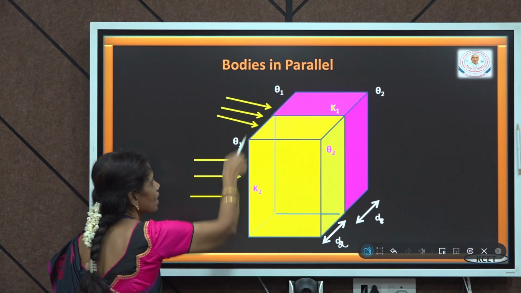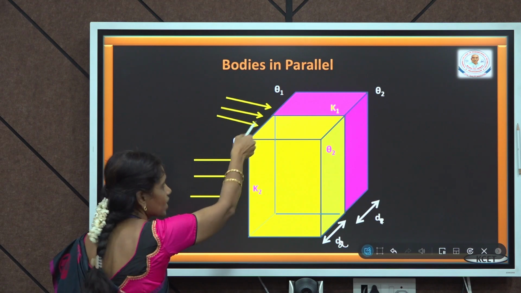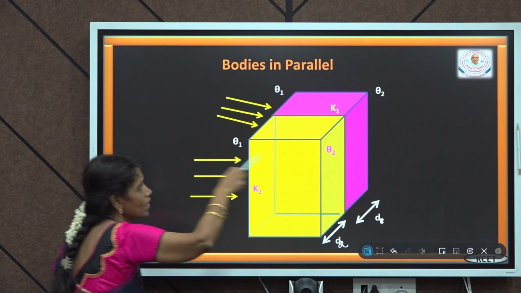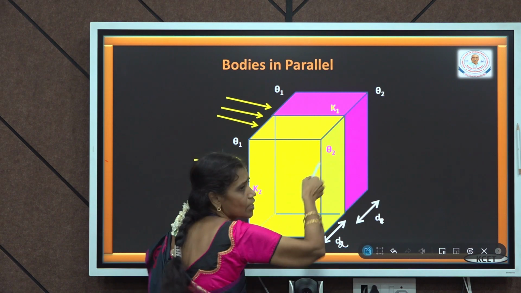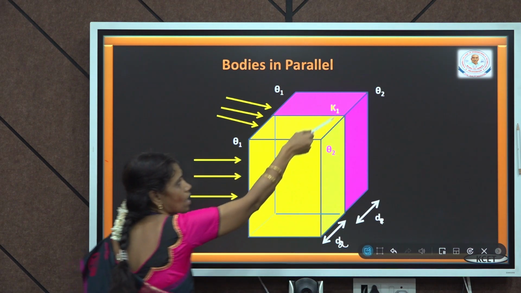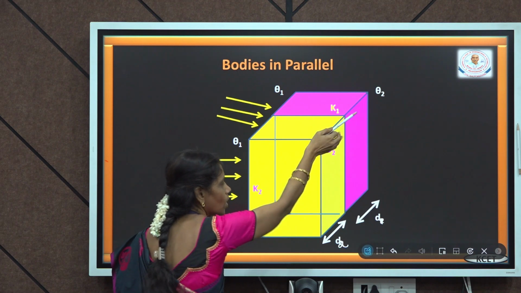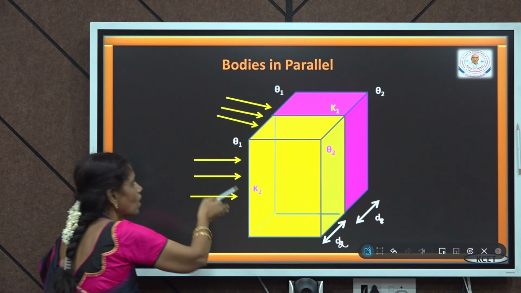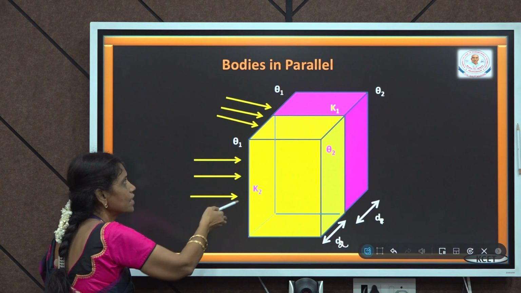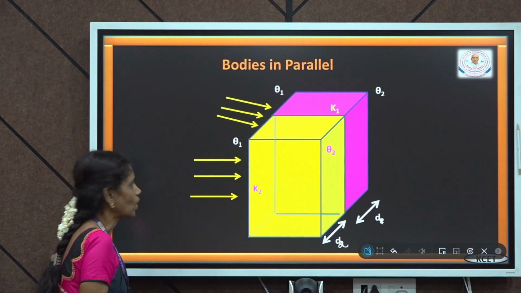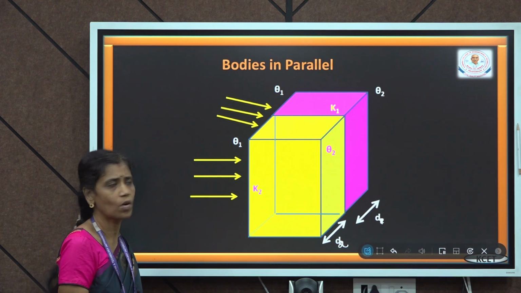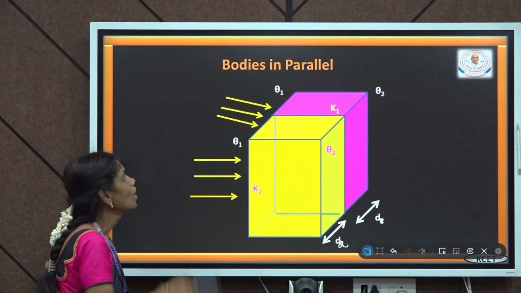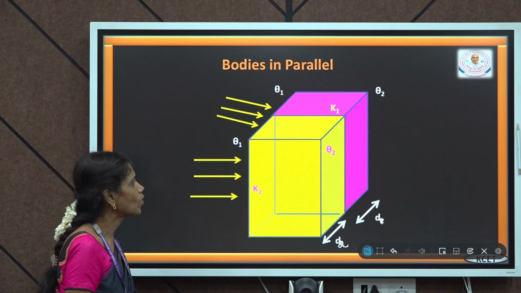The temperature at this face is taken as theta 1, whereas the temperature at the opposite face is taken as theta 2. Here at the hot end, both the materials are retained at the temperature theta 1. Now, we have to calculate the net quantity of heat conducted through the compound media.